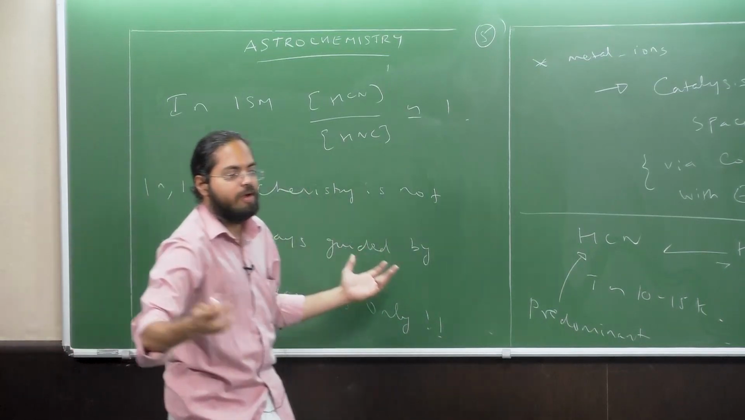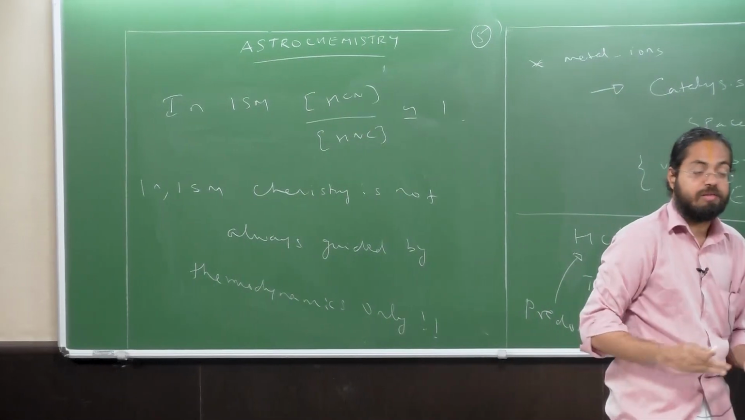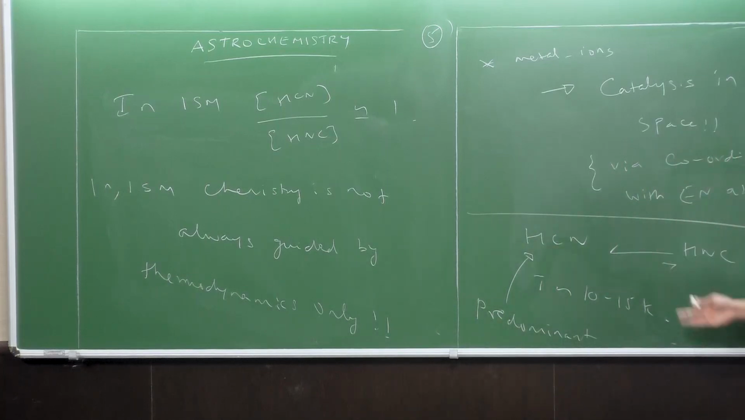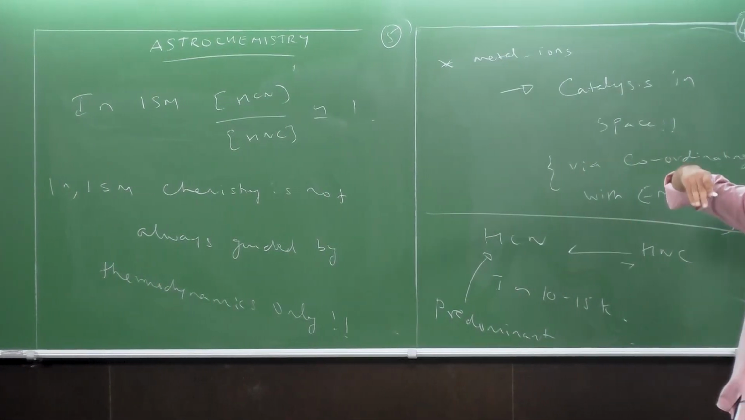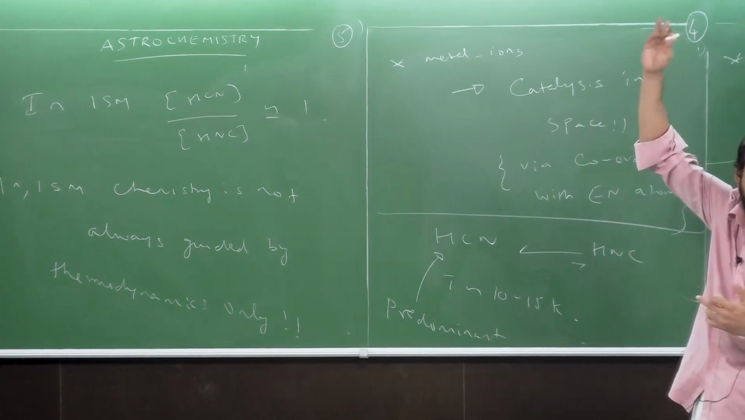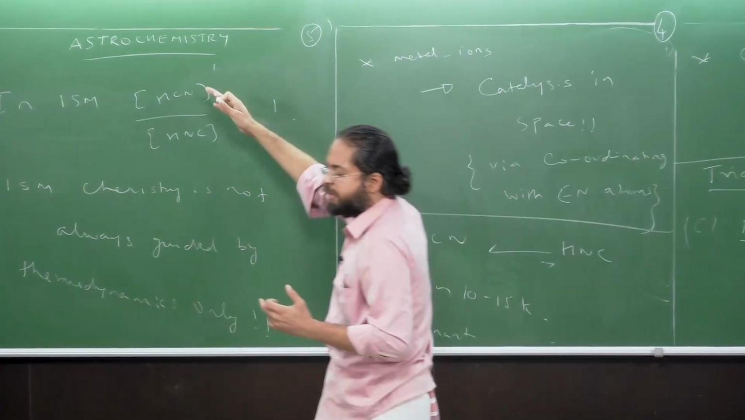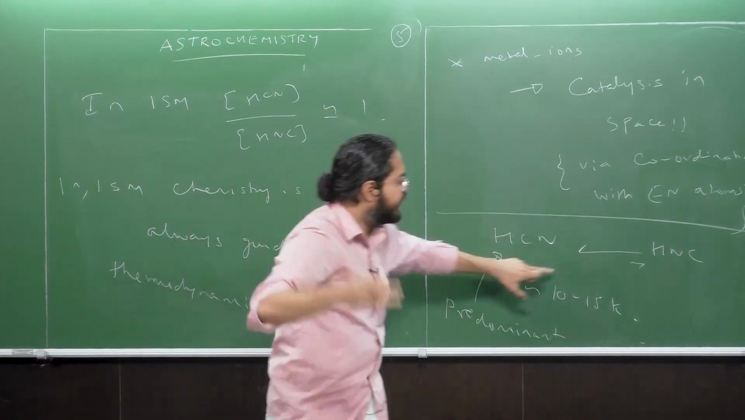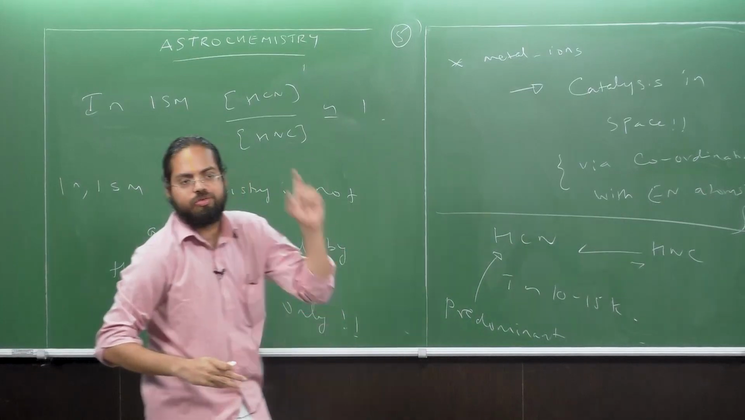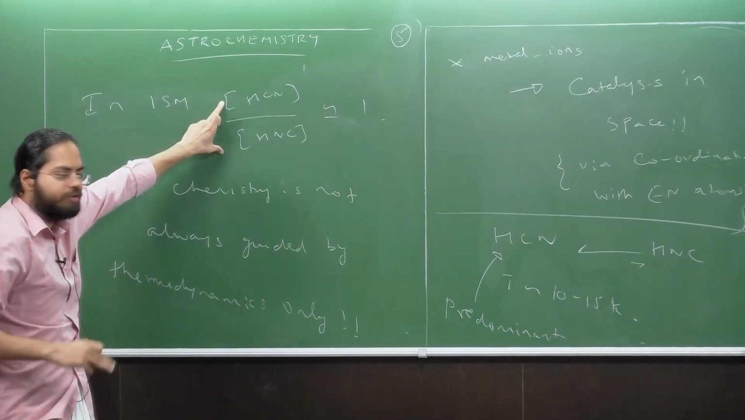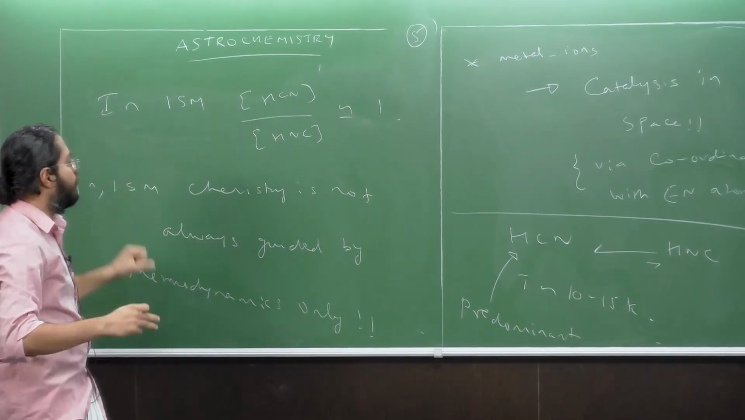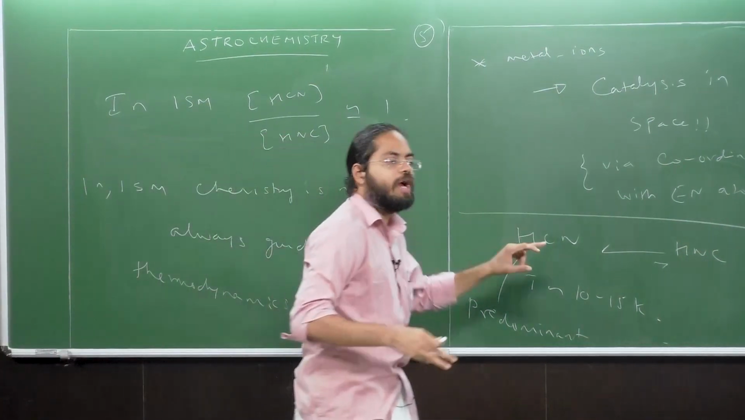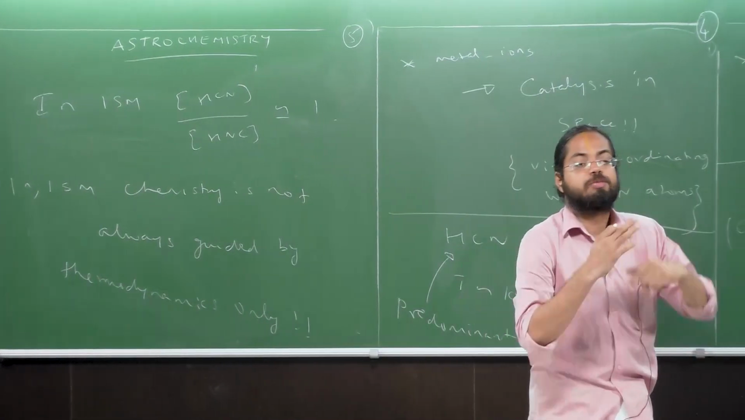If thermodynamics were the dominant and sole deciding factor, then we would definitely expect HCN to be noticed in much higher preponderance. The amount of HCN should vastly be greater than that of HNC. However, that is not what we note. What we note is that the ratio is more or less equal to 1. And why is that? That is because the ISM is not guided by thermodynamics alone. It is also guided by kinetics, which plays a much more important role.